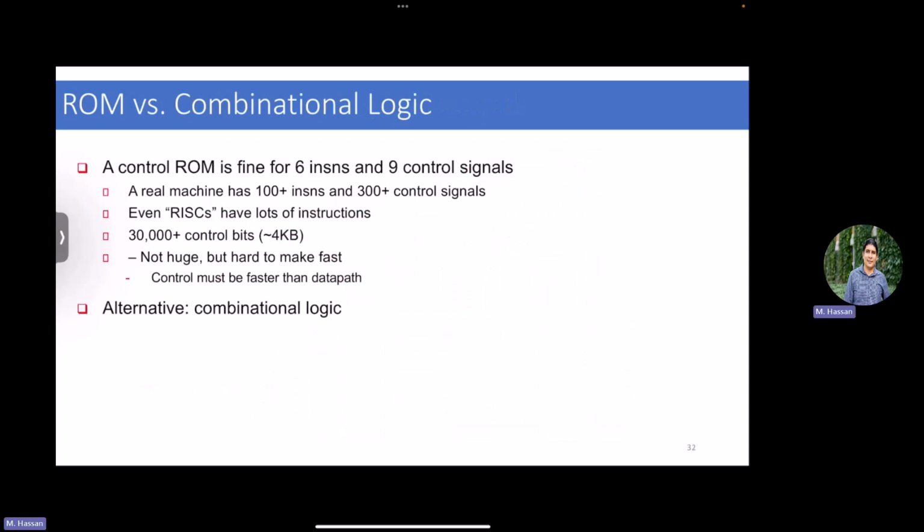We said the problem with the ROM might not be an issue, it depends on whether you have 4 kilobytes within your own data path or not. Here it says it's hard to make fast. It depends how you implement it, but it definitely can be faster than the alternative. Here they argue that if it becomes too large, it also becomes slow, because you need to address it.